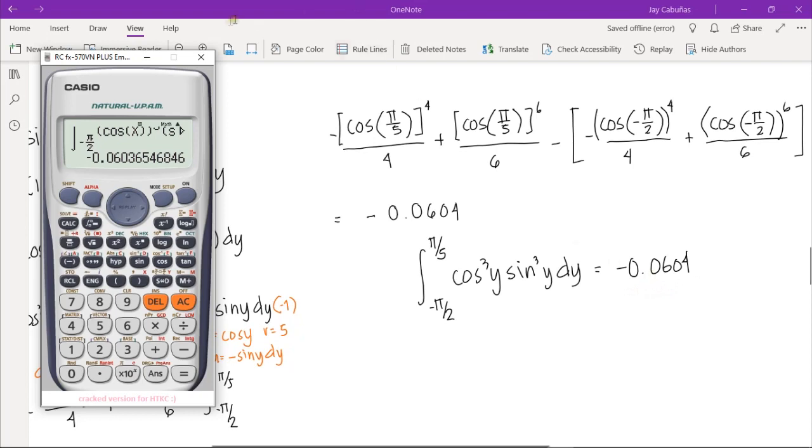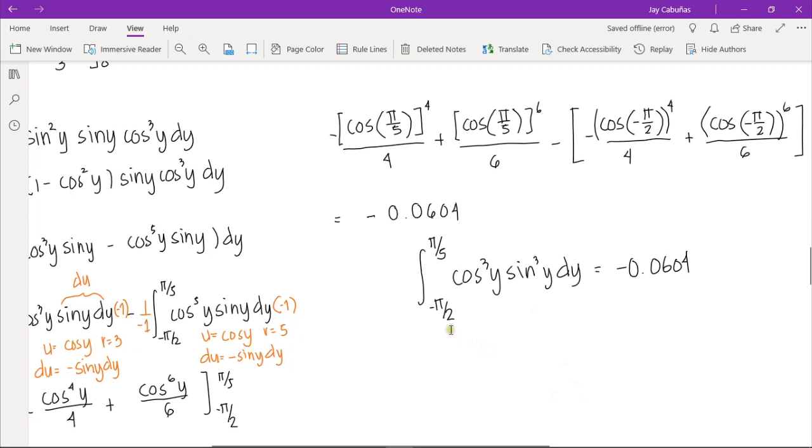So therefore, the integration of cosine cubed y sine y dy from negative pi over 2 to pi over 5 is equal to negative 0.0604. So this is our definite answer.